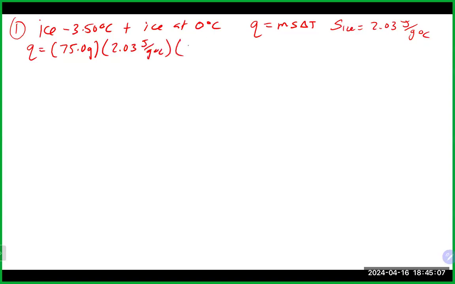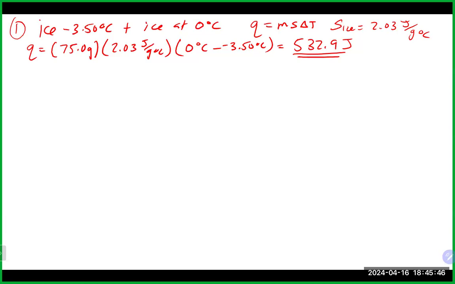Final temperature here is 0. Initial temperature, negative 3.5 degrees Celsius. That is going to get us here for our very first little part. 75 times 2.03 times basically 3.5. That's going to give us, we'll call it 532.9 joules of energy. So that is the amount of energy required to take our ice at minus 3.5 degrees and raise the temperature up to 0 degrees Celsius. Any questions on that so far?